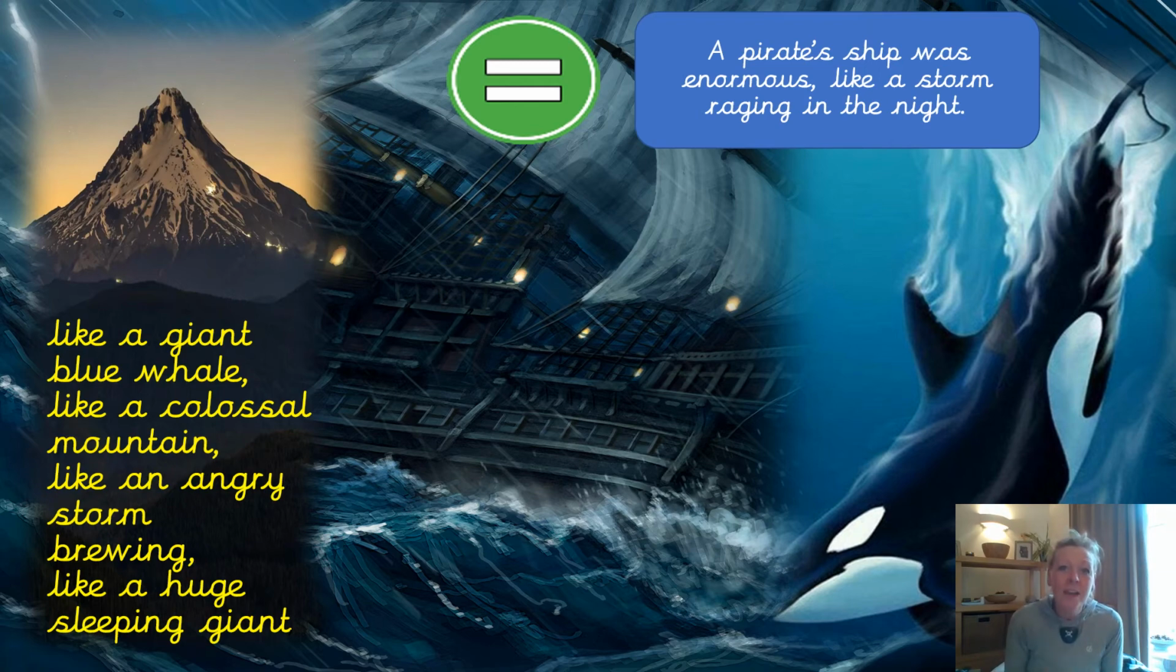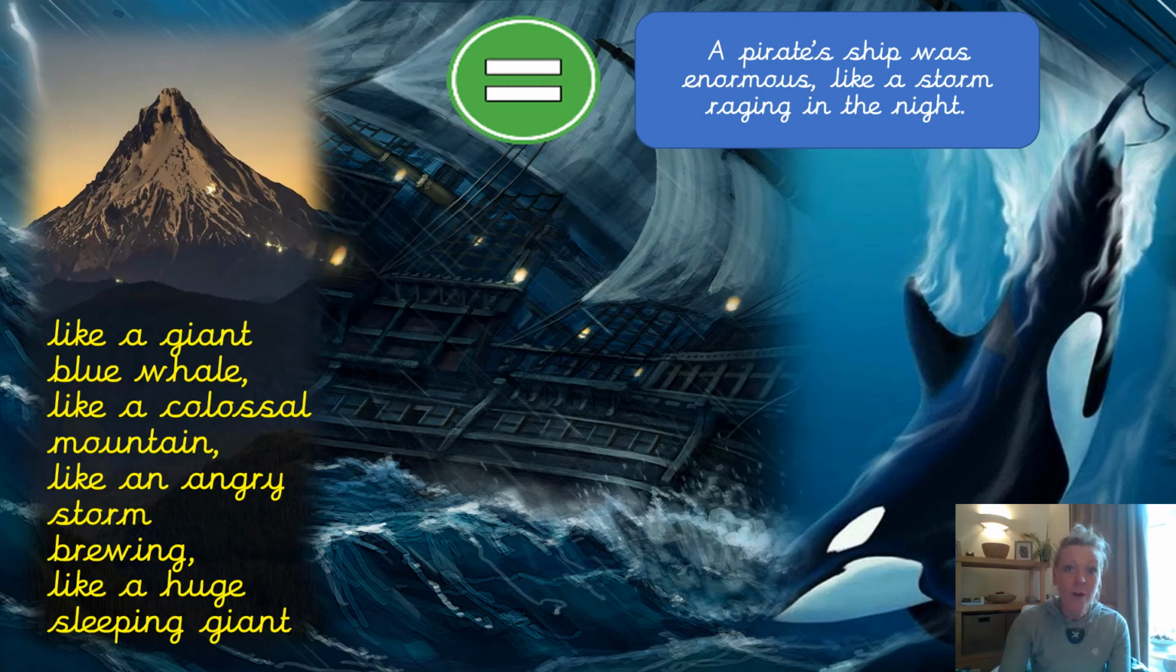What would you compare your pirate ship to? Is it a giant sleeping on the water, floating like a colossal tower? It's up to you. Pause the video, have a think, then have a go at writing your simile in this chunk of writing. How did you get on? I'm looking forward to seeing what similes you've used today in this particular chunk of writing.